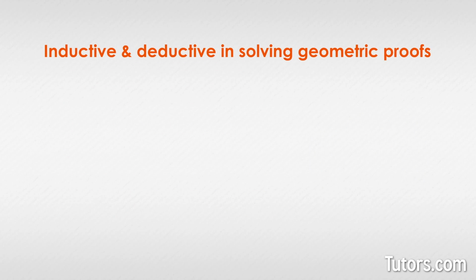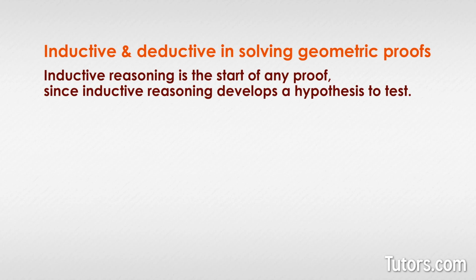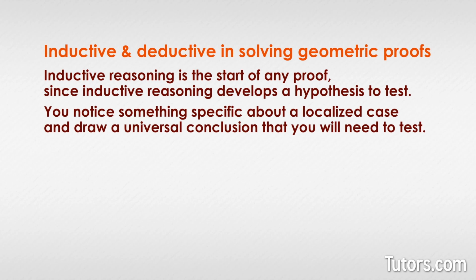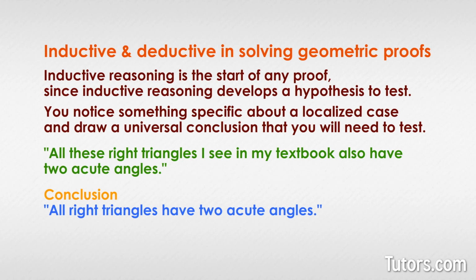Inductive and deductive reasoning can be helpful in solving geometric proofs. Inductive reasoning is the start of any proof, since inductive reasoning develops a hypothesis to test. You notice something specific about a localized case and draw a universal conclusion that you will need to test. For example, all these right triangles I see in my textbook also have two acute angles. All right triangles have two acute angles. That conclusion is not reliable because you based it on the thin evidence of a few triangles from your textbook.